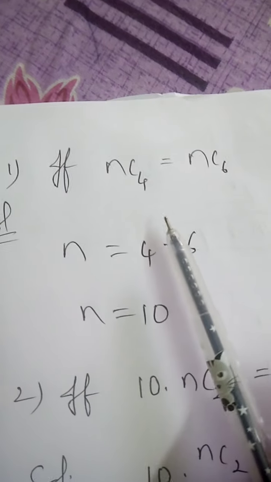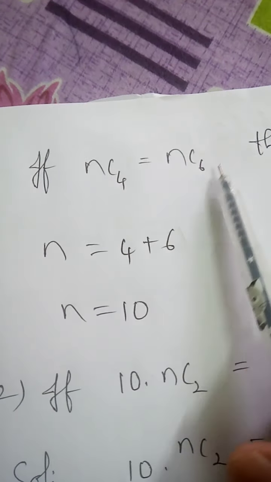If nC4 is equal to nC6, then find n. nC4 is equal to nC6 means n is equal to 4 plus 6, n is equal to 10.